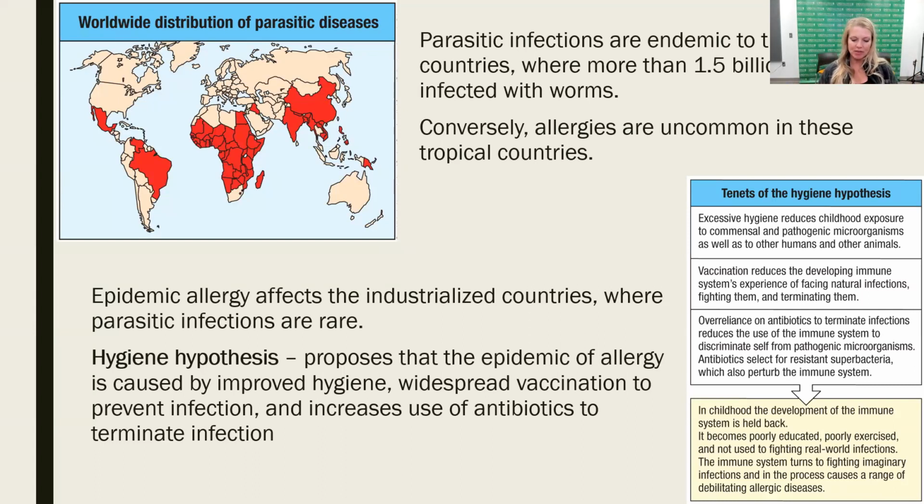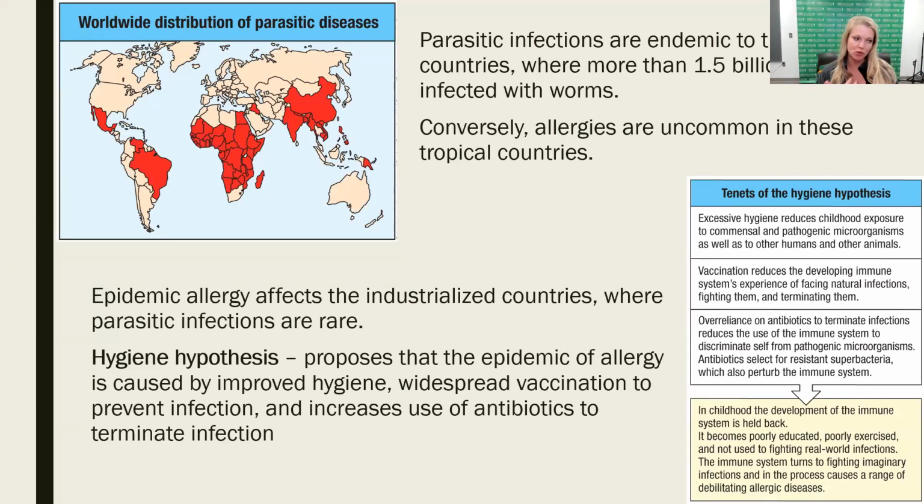And so the development of the immune system is held back. And we know that with research with mice that are never exposed to pathogens, their immune systems don't develop. And so we know that immune systems need to be challenged in order to become fully developed.